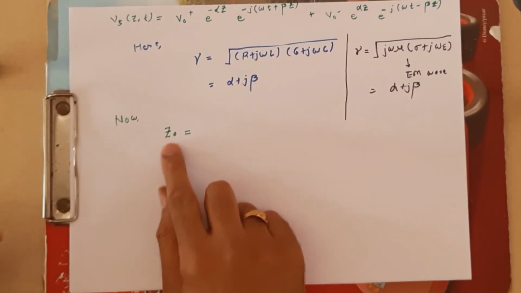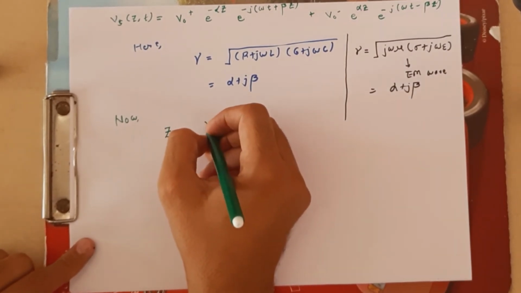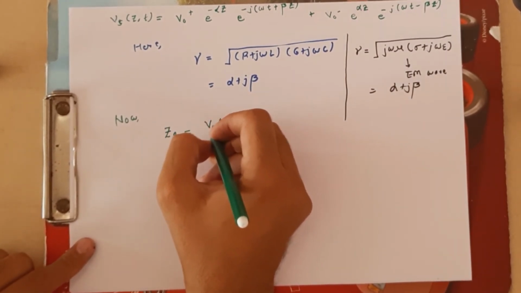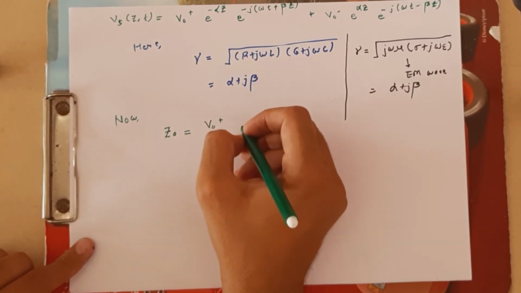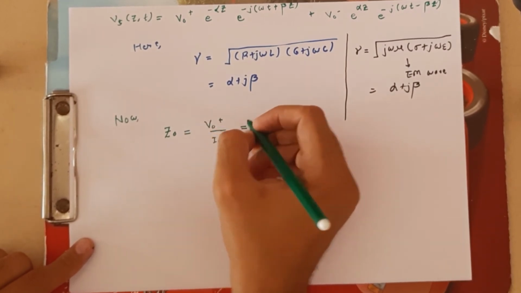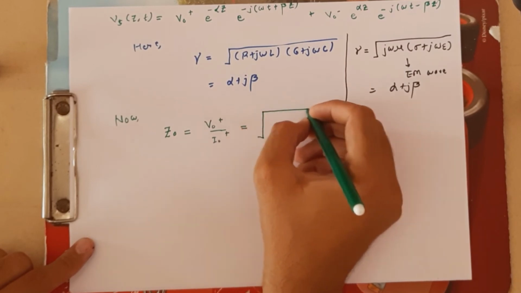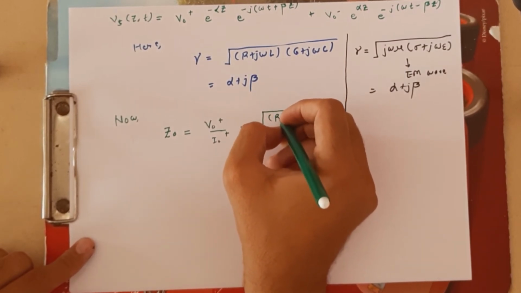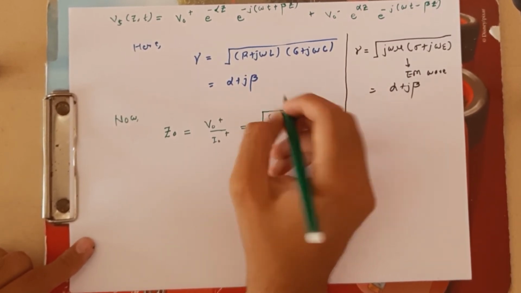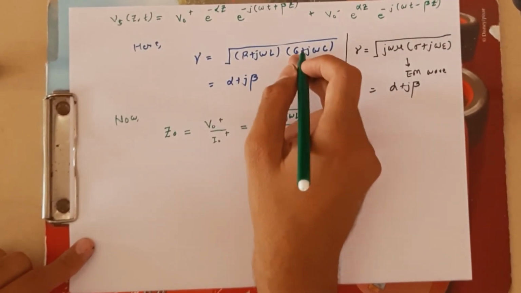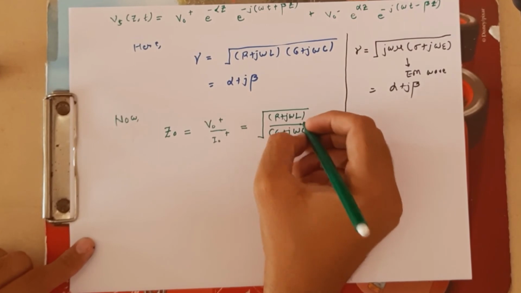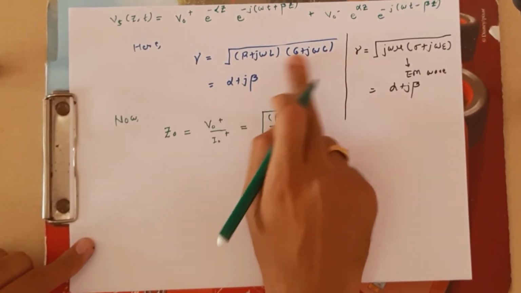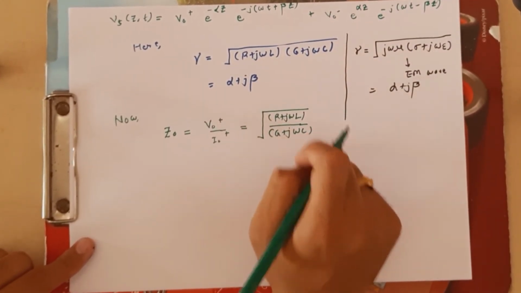So characteristic impedance Z0 is equal to V0 plus upon I0 plus. We just apply Ohm's law, V equals IR. No need to derive the equation, I will directly write the equation of characteristic impedance, which is nothing but the square root of R plus j omega L, divided by G plus j omega C. Here it is in the multiplication form, here it is in the division form.